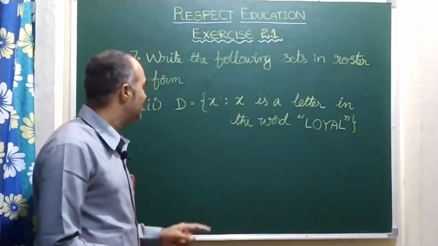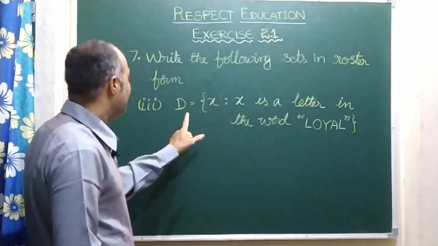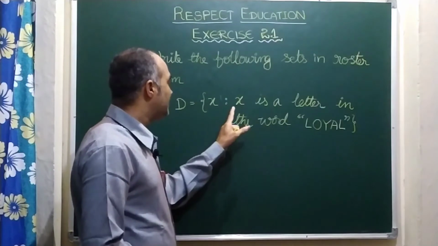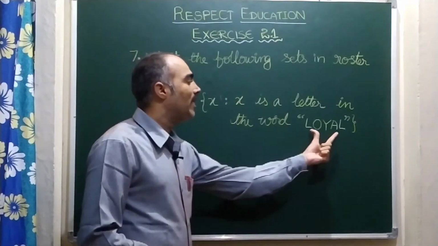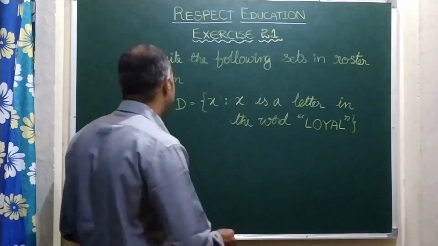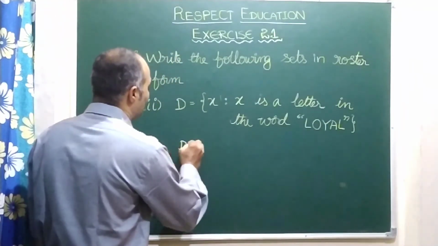Now let us see next bit, that is third bit. D equal to x such that x is a letter in the word LOYAL, loyal. So here let us write the roster form.